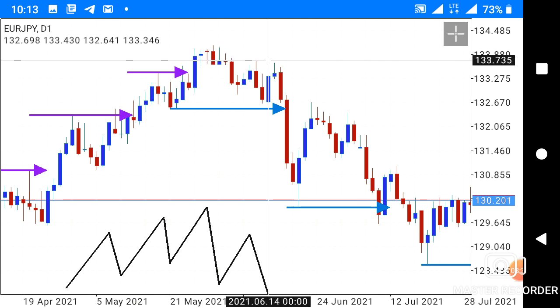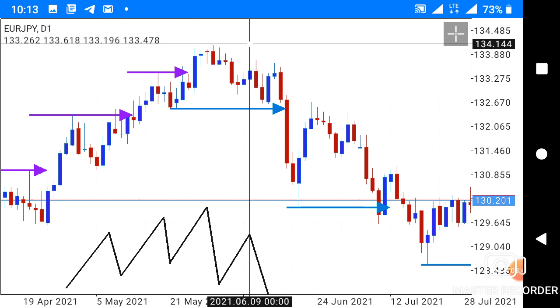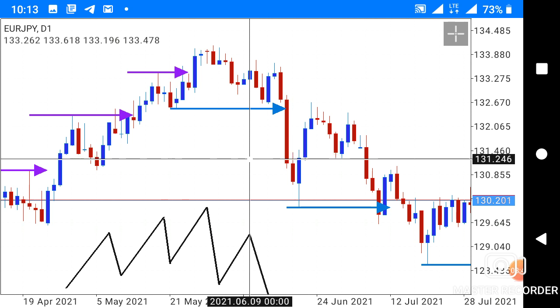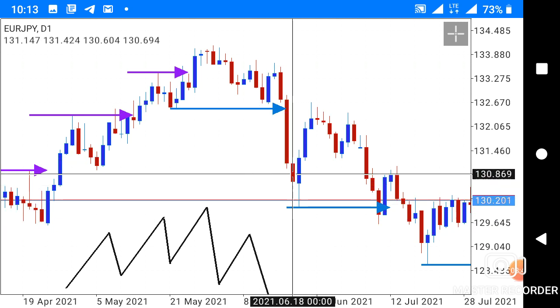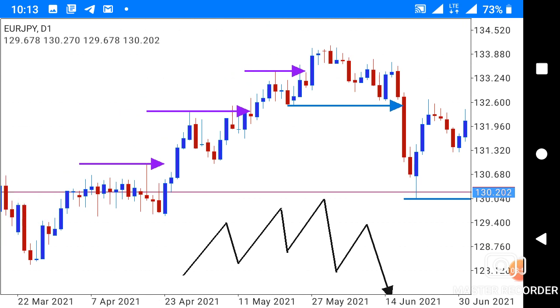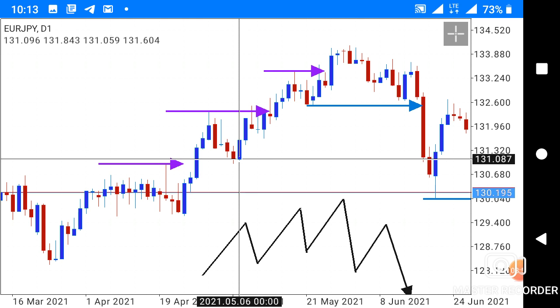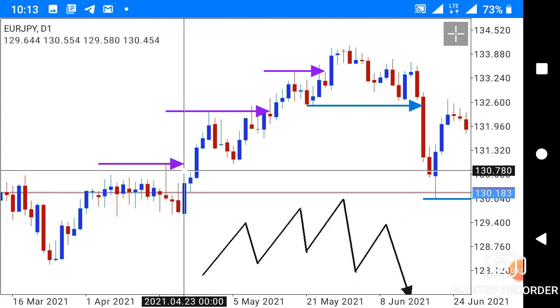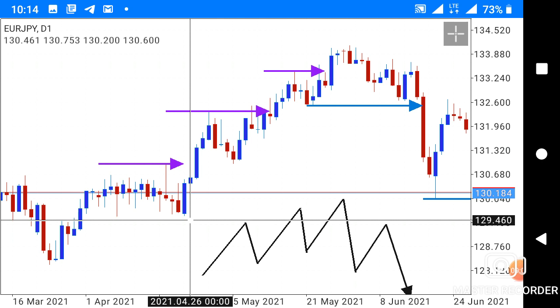Why is this high here called a lower high? Because it is lower compared to this high here. And then market continued gyrating, creating lower highs and lower lows, lower highs and lower lows. Now, I want you to understand the simplest way to understand how to read market structure is to focus on the swing highs and the swing lows in the market.